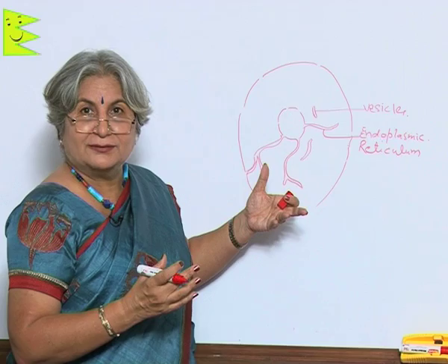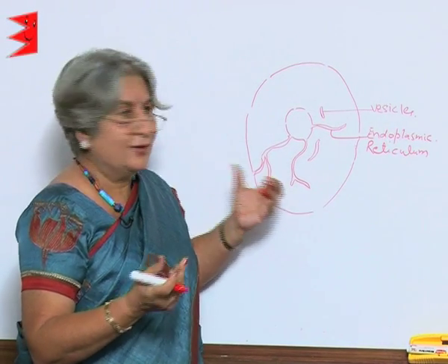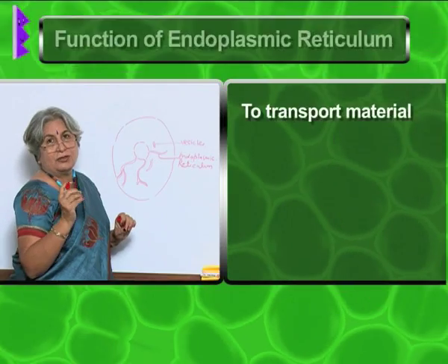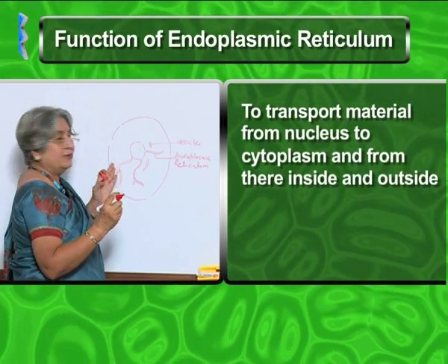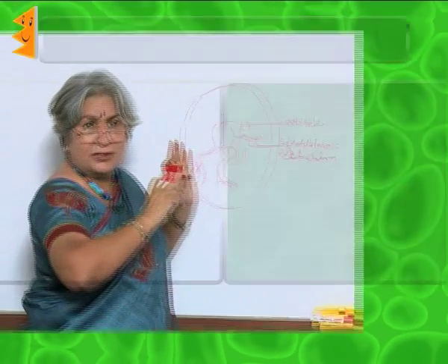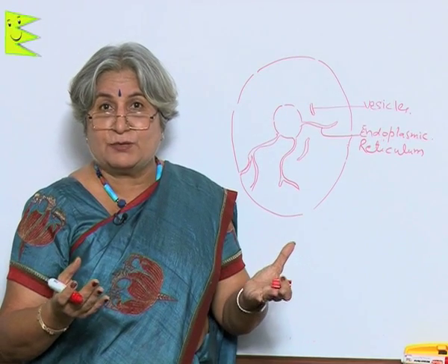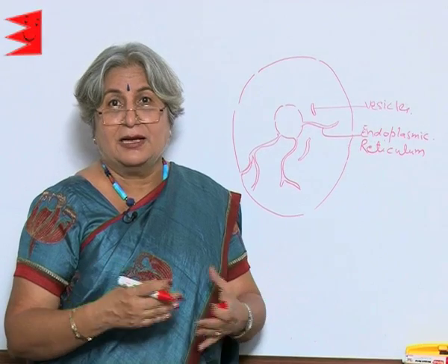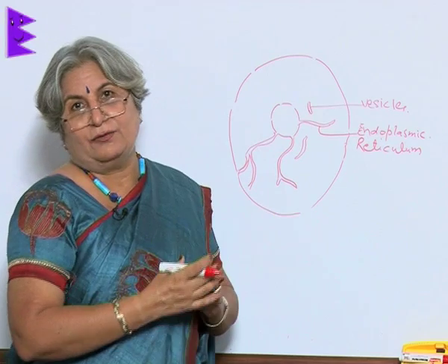What does this do? If it is a tube, obviously it must be transporting. So the main function of endoplasmic reticulum is to transport material from nucleus to cytoplasm and from there to outside and even coming inside. So they are like our supply chain, because any city would require supply of, say, water, supply of gas, cooking gas, electrical supply, so many. So this provides the network.